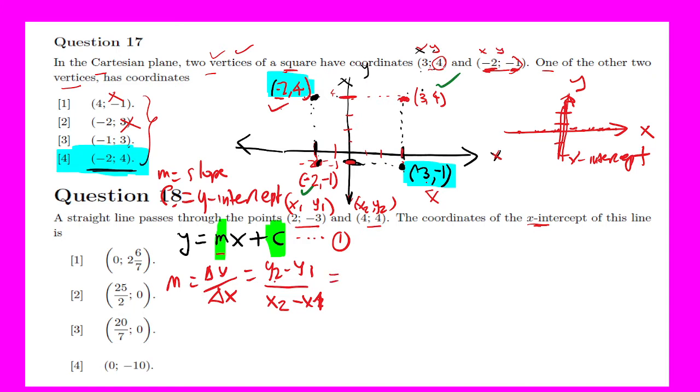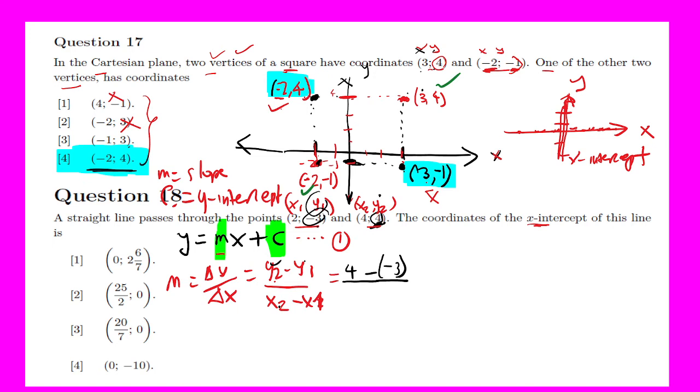What is y2? y2 means this coordinate here. Look, this, because this is the second. You see, y2 means this 4, the second 4. So we're going to say y2 equals 4 minus. What is y1? y1 is this coordinate here, which is going to be negative 3.